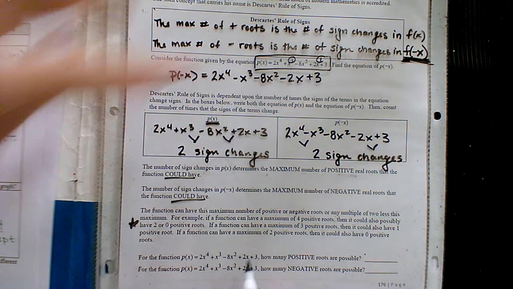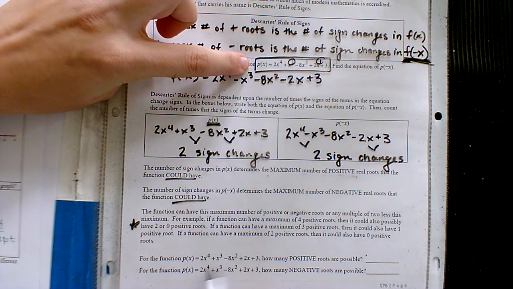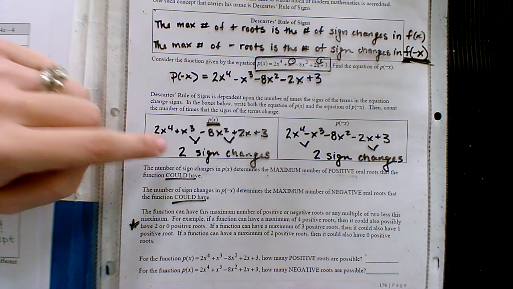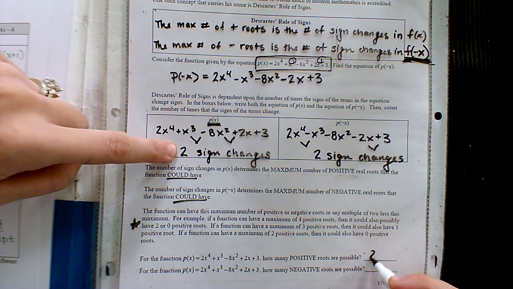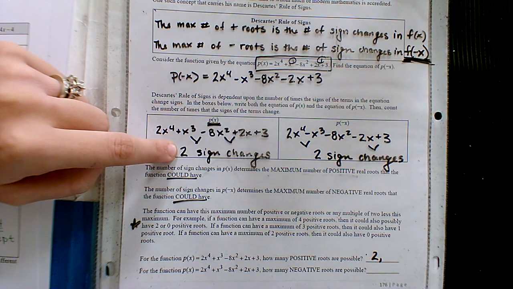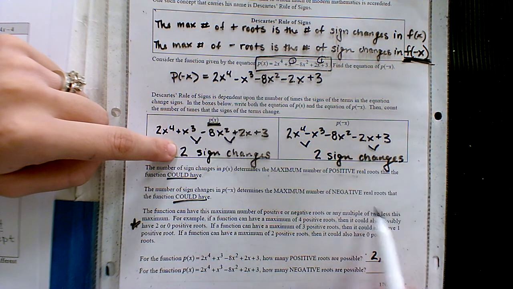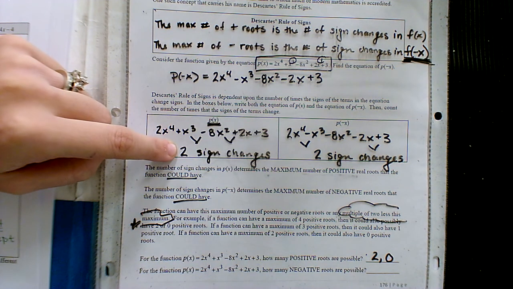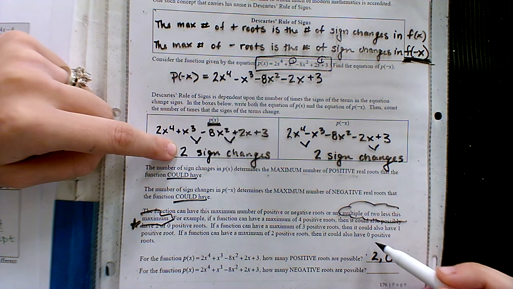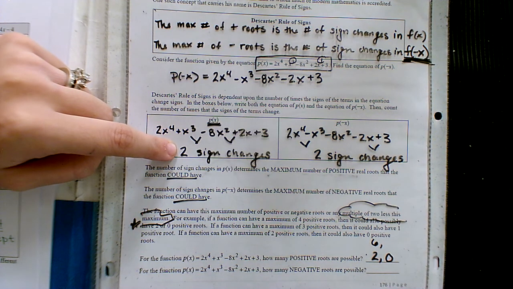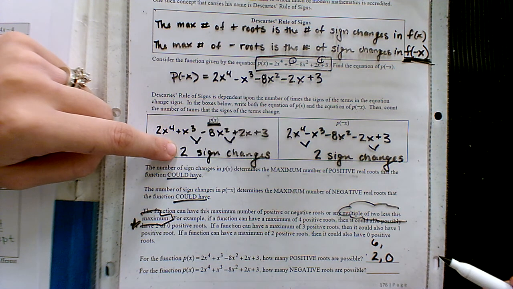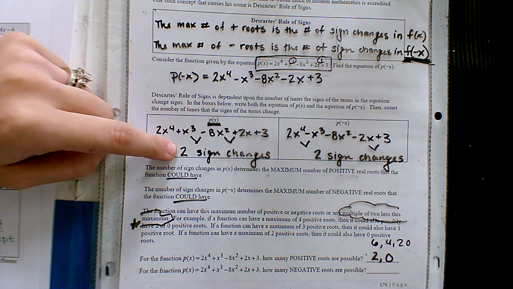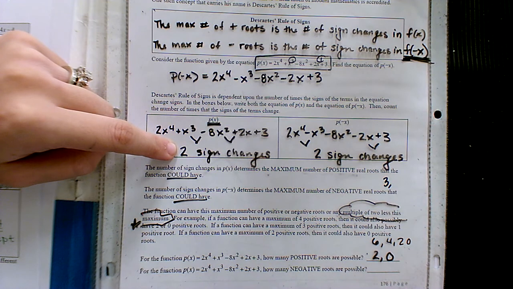So for this function, the same one we've been doing since the top here, p of x, how many positive roots are possible? Descartes' rule of signs gave us a maximum of 2. But what's another possibility? 0. You could go any multiple of 2 less than the maximum. So what if, for instance, Descartes' rule of signs gave us 6 as a max? What are the other choices? 4, 2, 0. What if Descartes' rule of signs gave us 3?